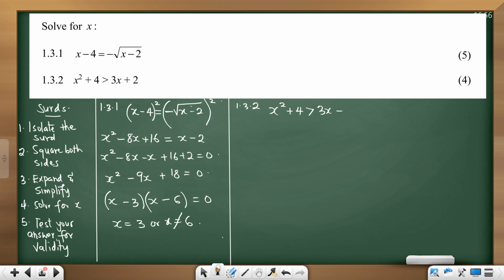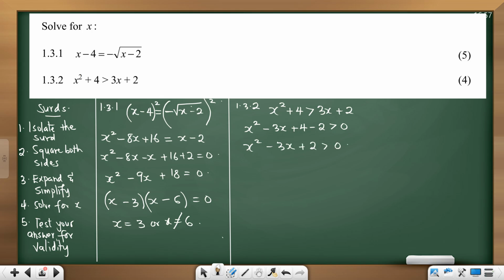Greater than 3x. First thing, make sure the right hand side is a 0. Please don't just change the signs. You only change signs when you divide by a negative. I only moved things over, so please, my sign is not changing. Let's simplify. X squared. What is 4 minus 2?